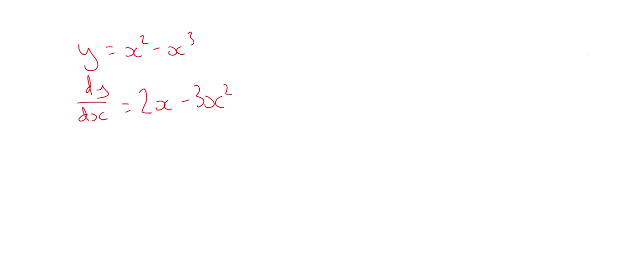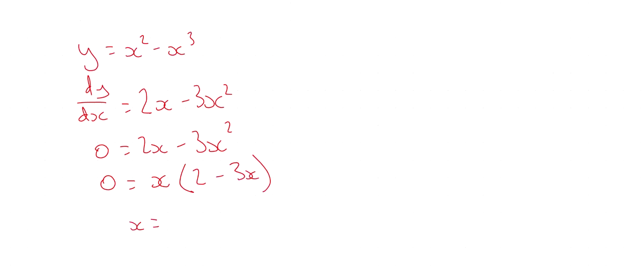Okay, I need to find my two turning points. So I'm going to take this and do what with it? Make it equal 0. So I have 2x minus 3x squared. So what do I do? Take common factors, 2 minus 3x. So then x is 3 over 2. Okay. So 0 and 3/2.